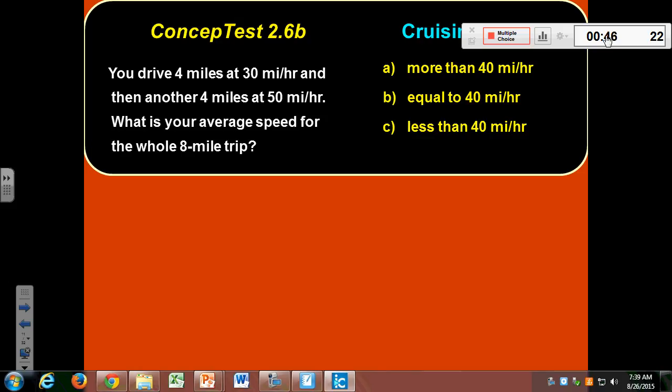Shoot for about 10 more seconds. Stopping about 55, 55. Just guess if you're not sure.